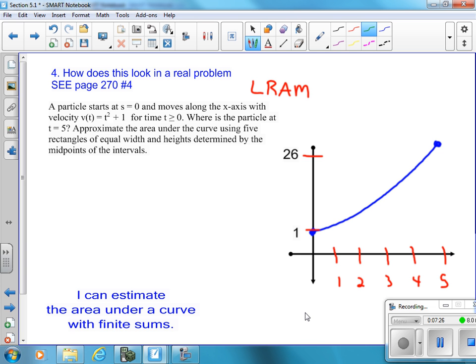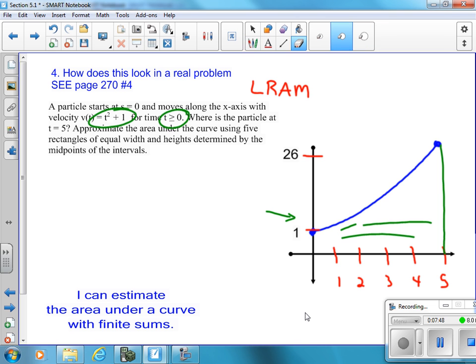The particle starts at 0, moves along the x-axis with a velocity of t squared plus 1. That is this blue function that is graphed here, t squared plus 1, for time t greater than 0. These are important things that they're telling us. Where is the particle at t equals 5? So what we want to do is estimate the area under the curve between 0 and 5, also bound on the bottom by the y-axis.